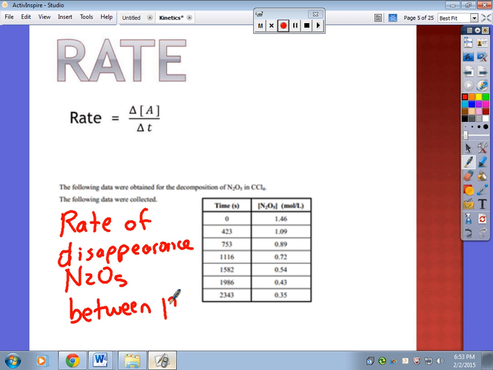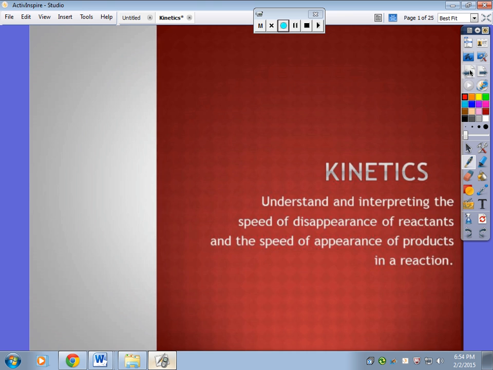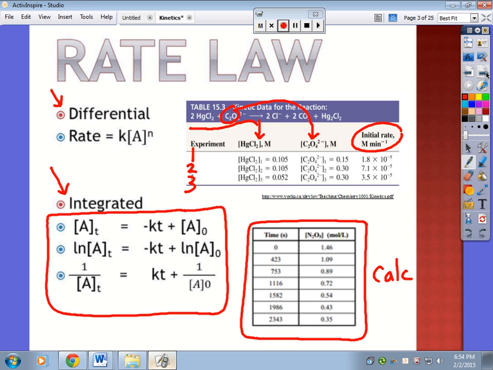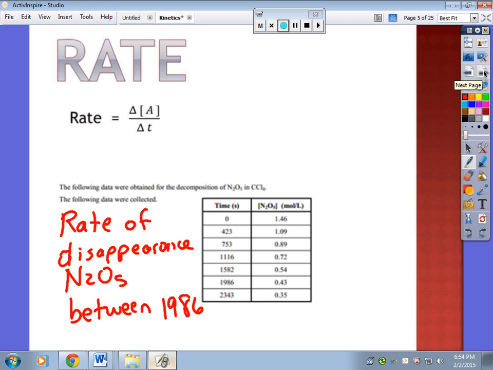Because I'm going to tell you in between where, because remember that graph we looked at before? Things didn't disappear at equal rates, did they? This graph, things disappeared in between. Here it was faster and here it's slower. So I need to be very specific about the time frame that I give you. Specifically between 1,986 seconds and 753 seconds. Between this time period, how fast are things going away?